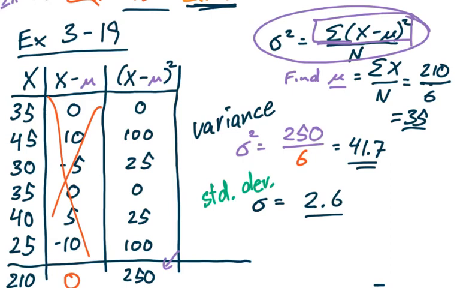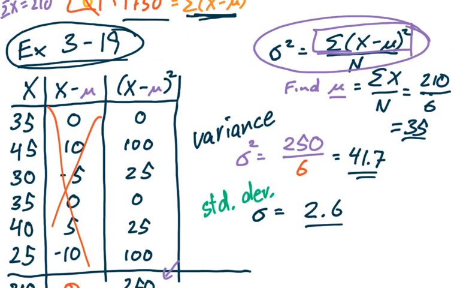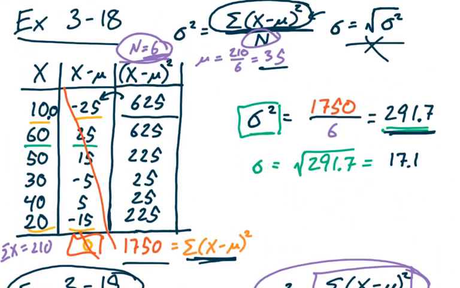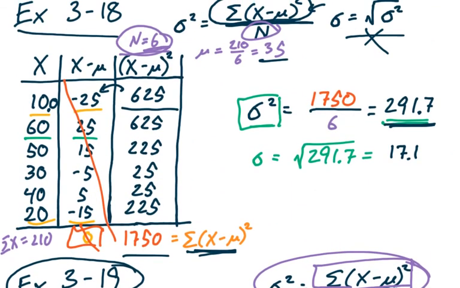So notice, compare these. The variance of this one for brand B, the variance and the standard deviation both are considerably less than in the previous example. So here we had 41.7 versus this one we had 291.7. And then here the standard deviation was 2.6. The standard deviation here was 17.1.